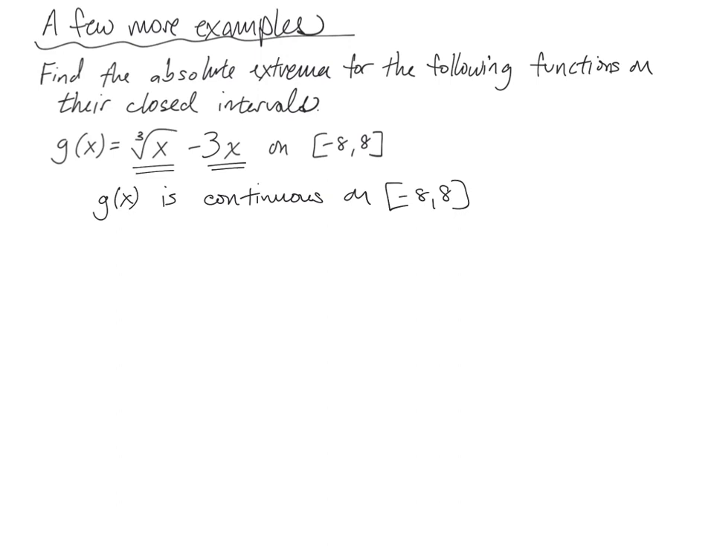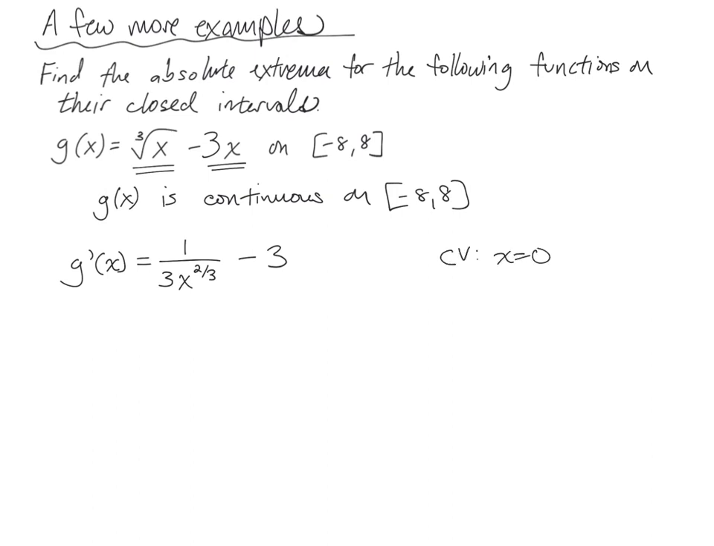So that being the case, now we can go through and start finding the critical values. So the critical values are where the derivative is equal to 0 and where the derivative is undefined. So the derivative by the power rule here is 1 over 3 x to the 2/3 power minus 3. And right away, I can tell that this will be undefined when x equals 0. So we have a critical value over here. It would be x equals 0.